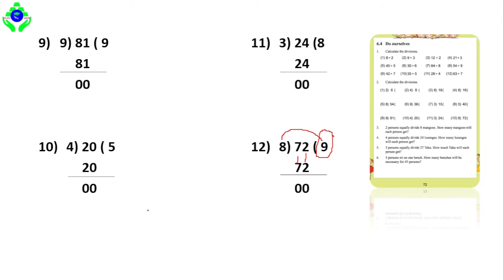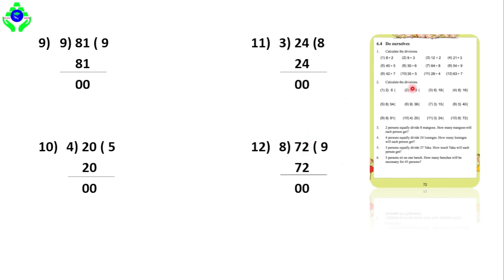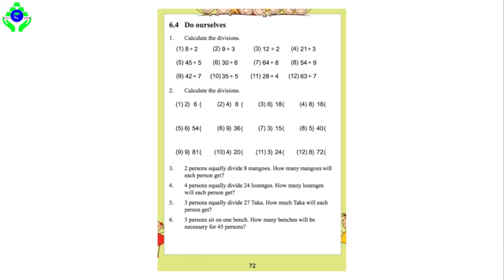And finally, we solve all the questions which is mentioned in question number 2. So dear students, I hope you all were able to solve all the questions which is mentioned in question number 2. Now it's time to solve question number 3. But before going to solve the question, let's try to see what's the question which is mentioned in page number 72. You can see question number 3 is 2 persons equally divide 8 mangoes. How many mangoes will each person get?